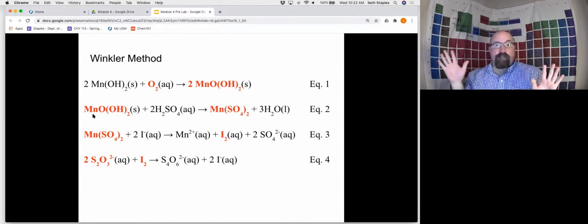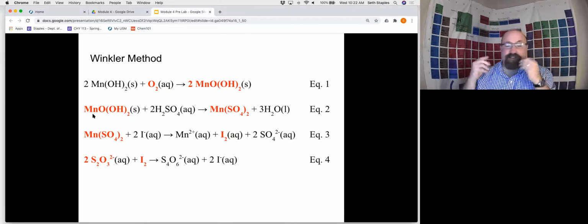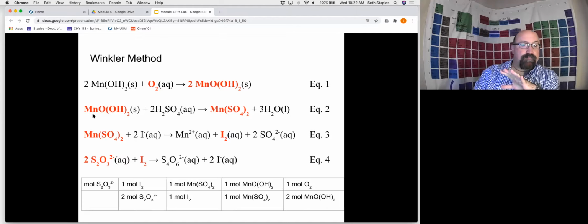This is no different than any stoichiometry problems that we've completed in lecture. The only difference is we're carrying it through more than one reaction. That's all that it is. It's still the same exact type of problem that we've done numerous times in lecture. And so let's look at how the units of this all work out.